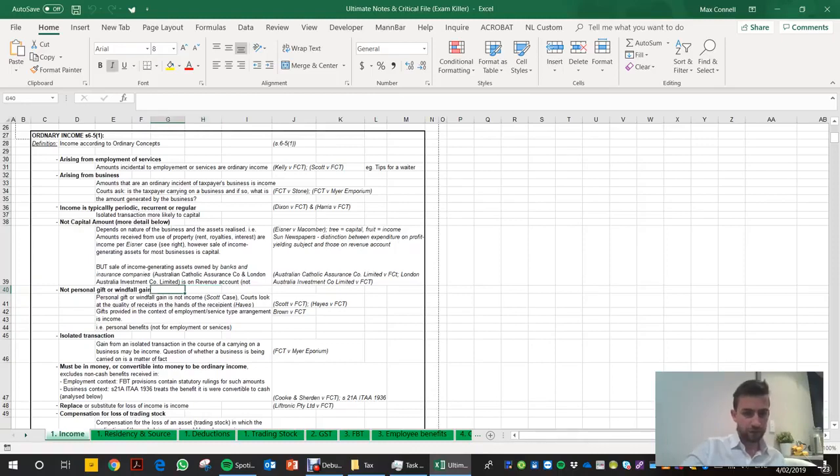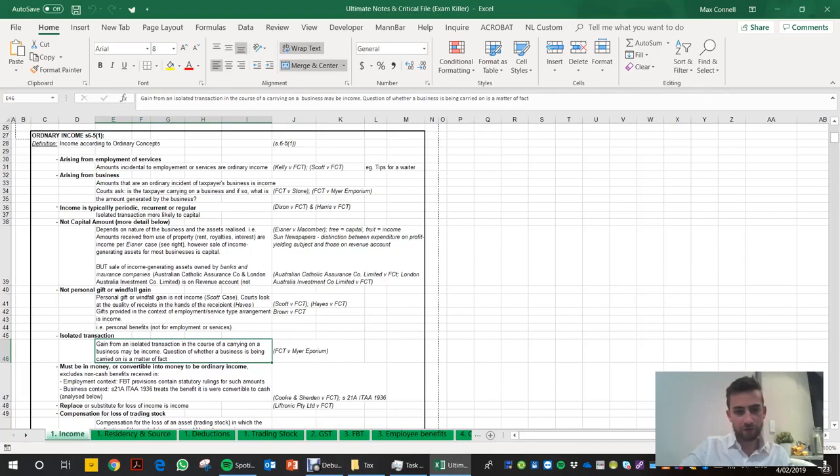So just moving on forward. Personal gifts or windfall gains are not income. You might get a trick question in the exam, like a lottery is not assessable income because it's a gift, under Scott versus FCT. An isolated transaction in the course of carrying on a business may be income. So even though a transaction could be isolated, you could argue that it's capital because of that. But if it's for the purpose of carrying on a business, it may be income. That's FCT versus Myer Emporium.